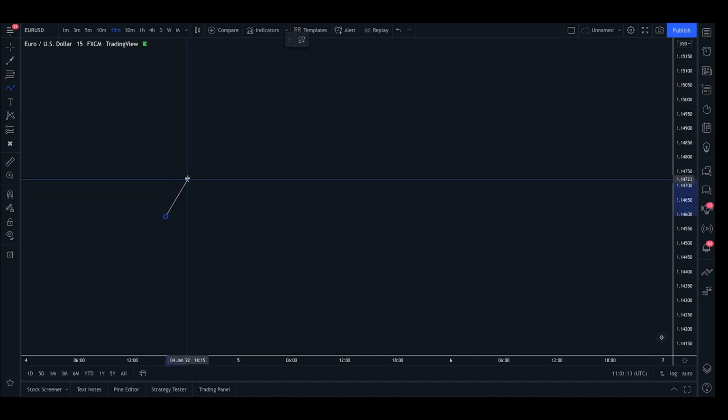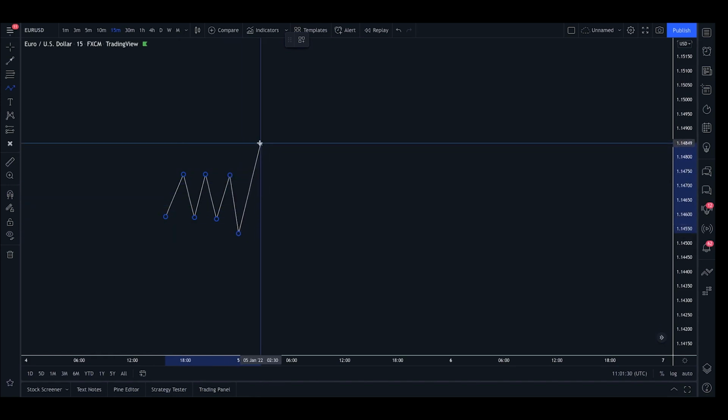Each day we have different session characteristics. The standard session characteristics for a few major pairs is an Asia consolidation. So this is the Asia Pacific session. We often get consolidation or very small sideways movement. And then after the Asia consolidation, we get a London push. So when London session opens, we normally get a push of volume, which is going to drive the market in one direction or the other.